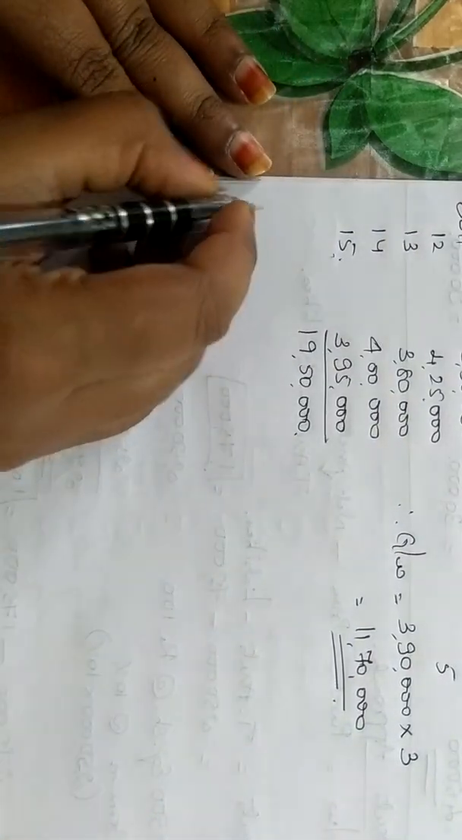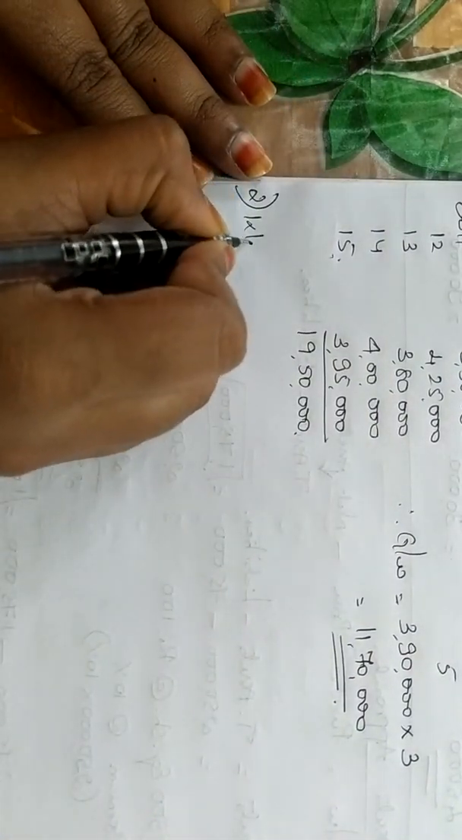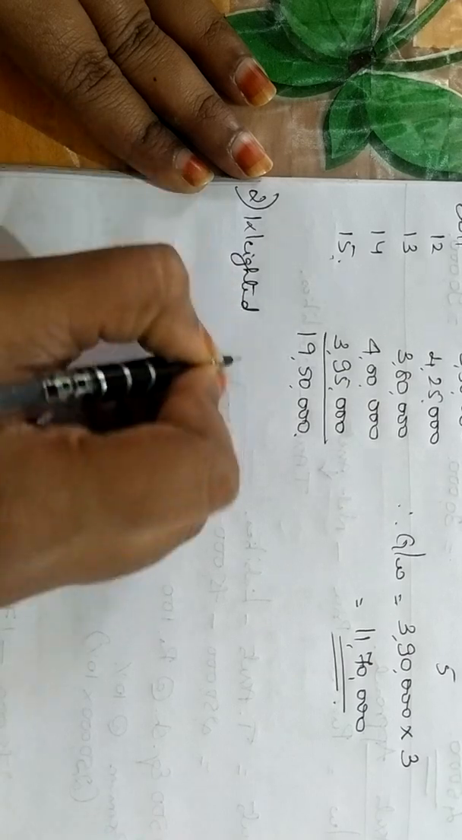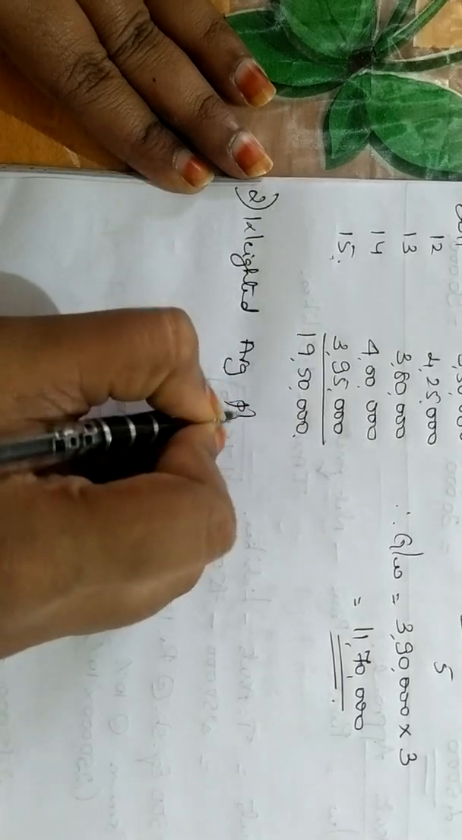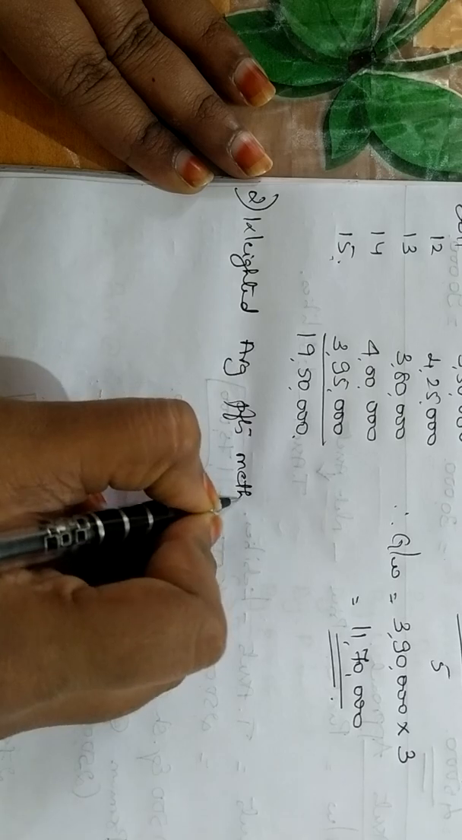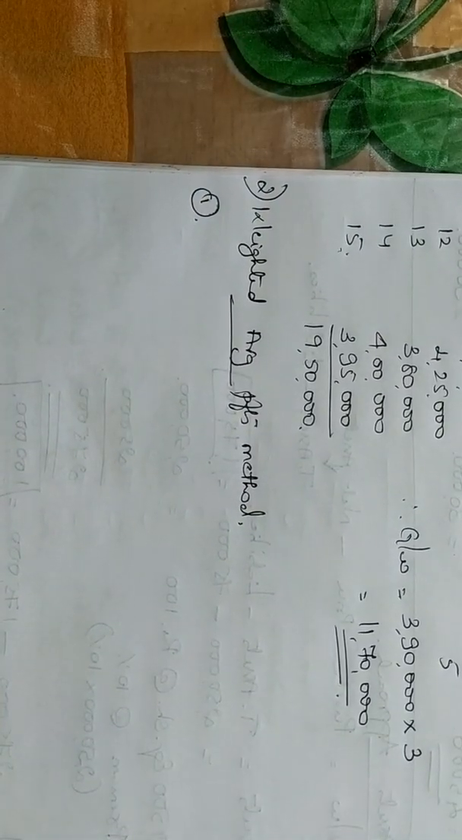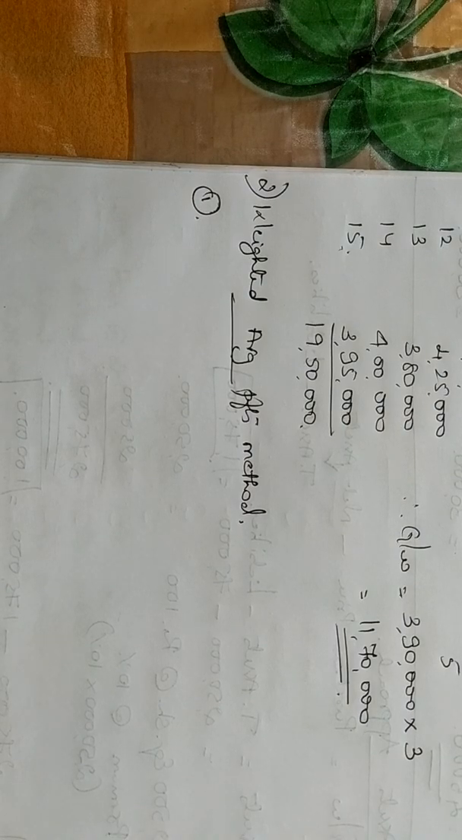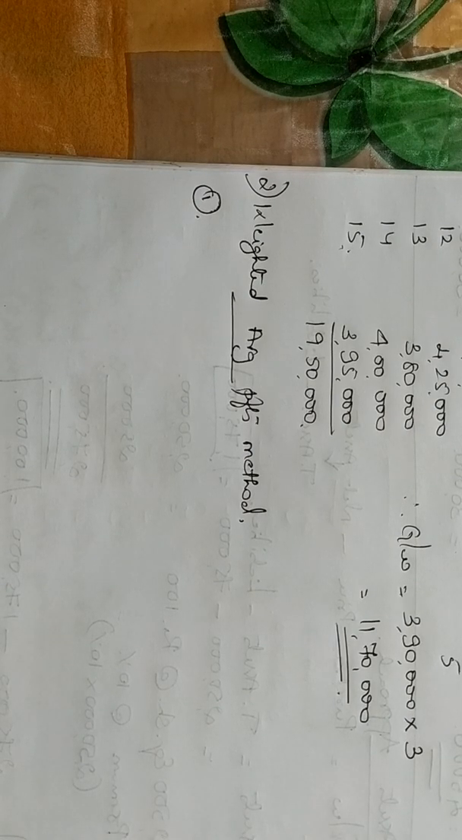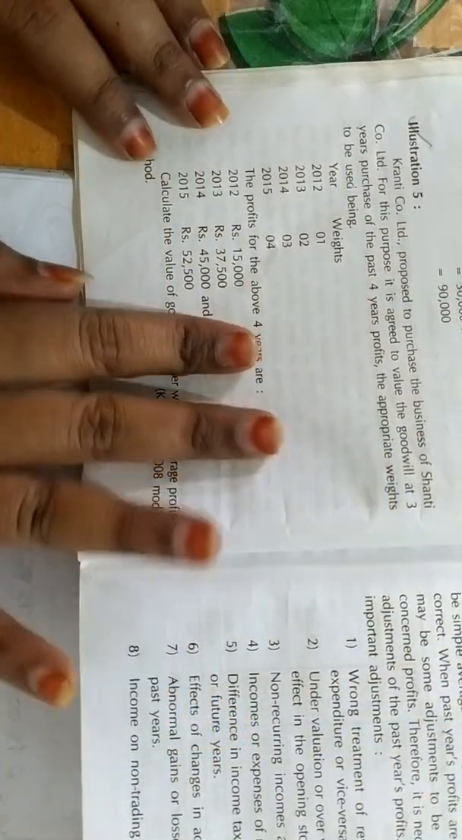So I am writing here second method, weighted average profits method. Under your weighted average profits method, first problem. Okay, just look into this problem.